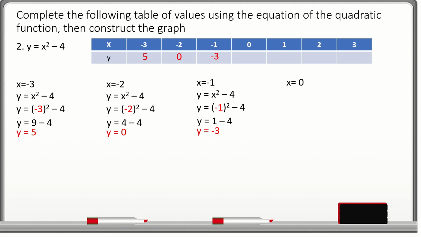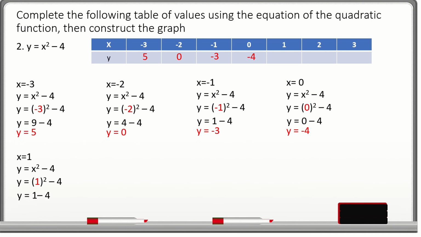Next, we have x is equal to 0. From the quadratic function, we now have y is equal to 0 squared minus 4. Then y is equal to 0 minus 4, and y is equal to negative 4. Next, we have x is equal to 1. Y is equal to x squared minus 4. We now have 1 squared minus 4, and 1 squared is 1 minus 4. The answer is negative 3. Next, we have x is equal to 2. From the quadratic function, y is equal to x squared minus 4. We now have 2 squared minus 4, and that is 4 minus 4. So the answer is 0. Y is equal to 0.